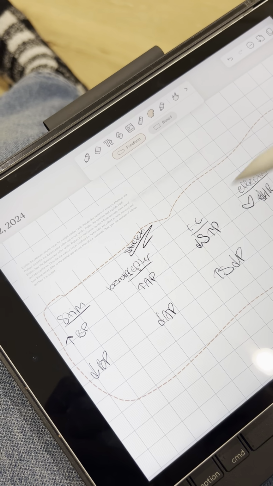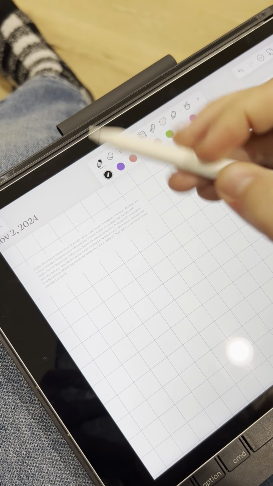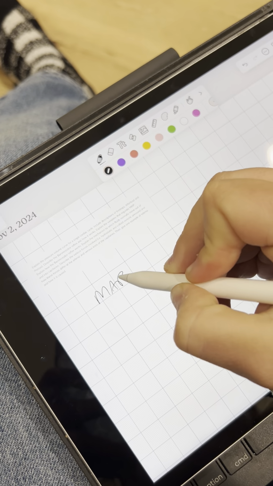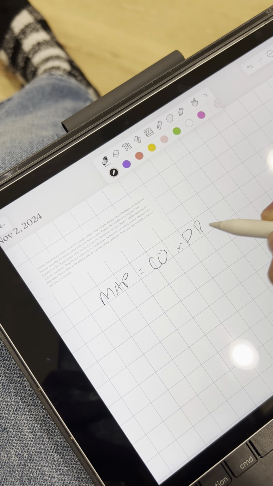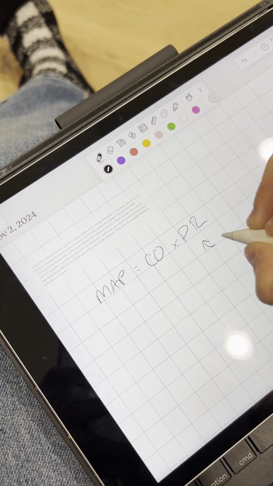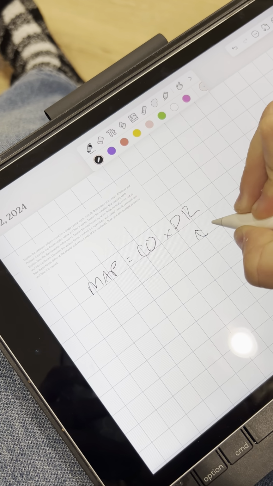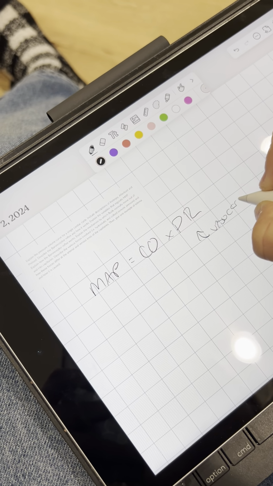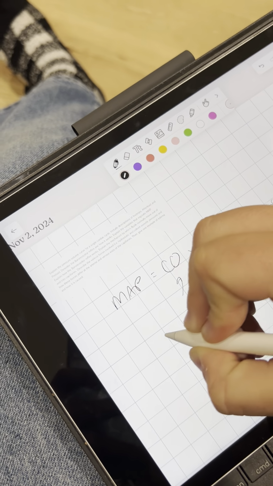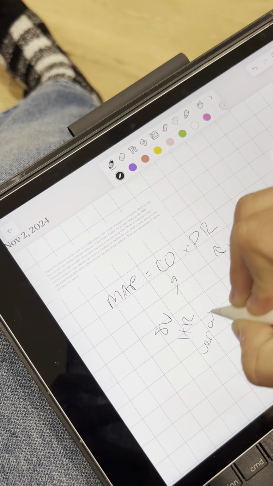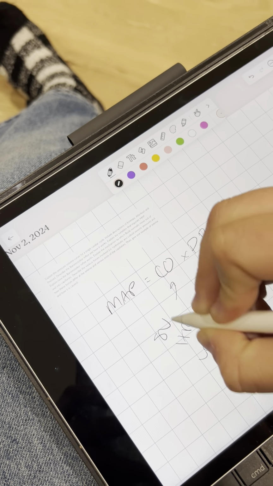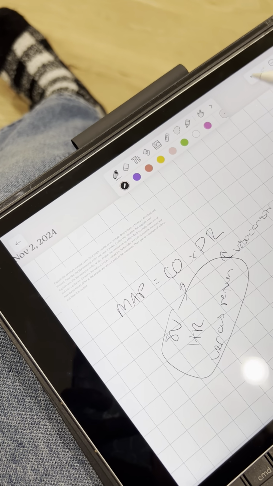Things that regulate MAP. Well, mean arterial pressure is equal to cardiac output times peripheral resistance. So things that affect peripheral resistance are essentially vasoconstriction. Things that regulate your cardiac output include your stroke volume, heart rate, venous return, right? All of those things would affect that.